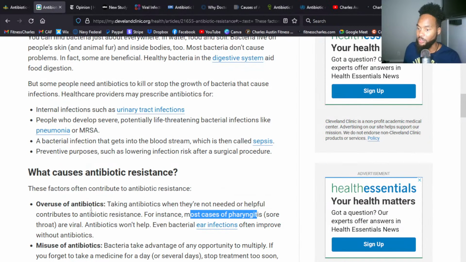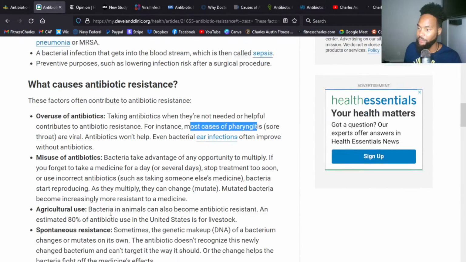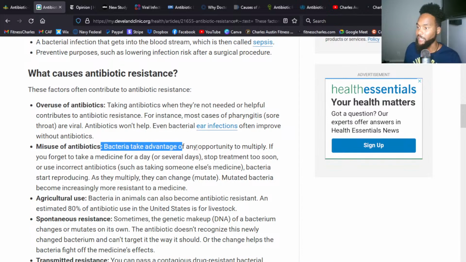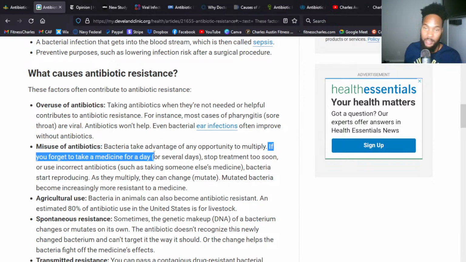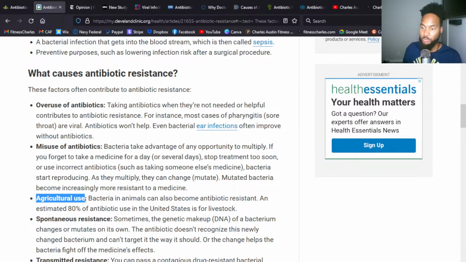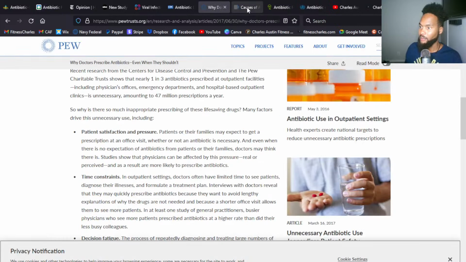So some of the other causes: we said overuse and misuse. Bacteria take advantage of any opportunity to multiply. And when antibiotics will work, people don't really take the medicine the way they're told to, so that's another problem. Another issue is agricultural use, which we'll get into in just a second. Or are we doing that now?